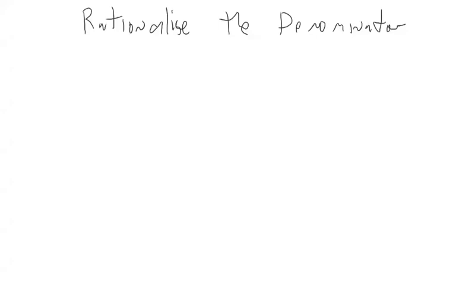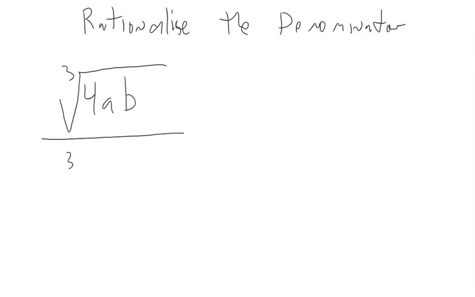So if we have the cube root of 4ab, and we're dividing that by the cube root of 2a squared b to the 4th, I can put this all together. No, actually, I can't. We're going to rationalize first.